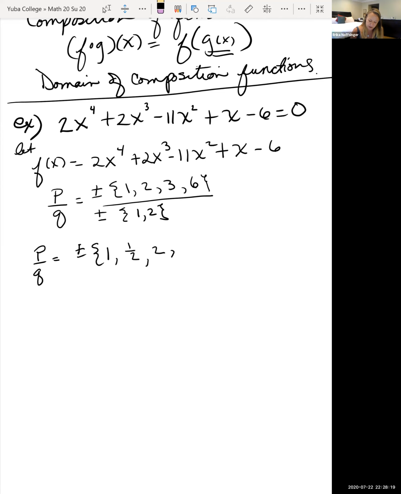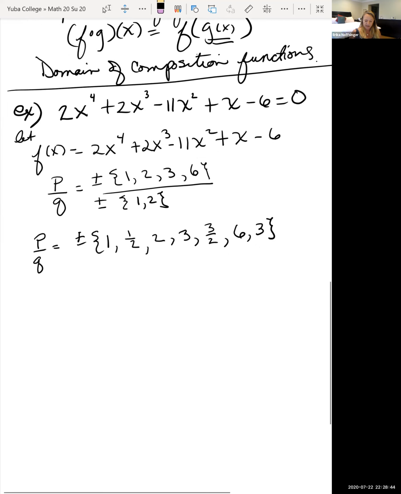So now let's go to 3. 3 divided by 1 is 3. And 3 divided by 2 is 3/2. Going to the next number, p, 6. 6 divided by 1 is 6. And 6 divided by 2 is 3. So if this function has a rational 0, it would be one of these numbers. And so then we looked at using synthetic division to help find those zeros.